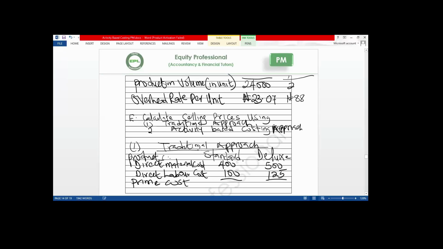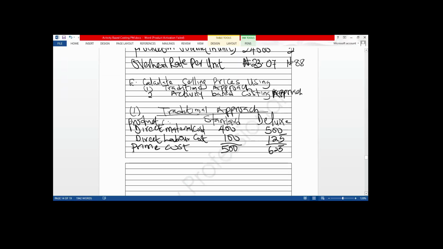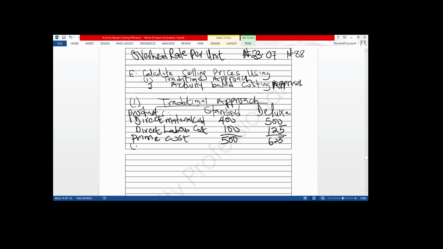So this will give me 500. This will give me 625. I'll now come here. Next, overhead. Overhead cost per unit, for standard, we calculated this in B. This is 49.36. This is 61.70.